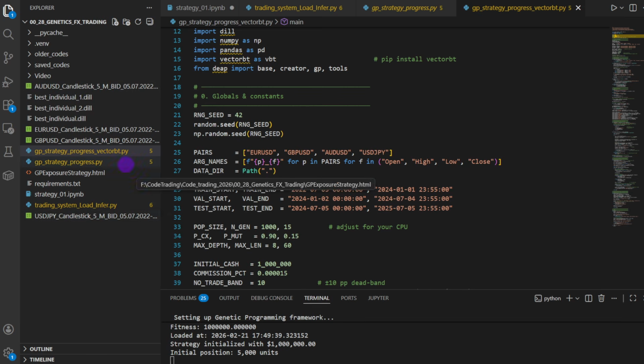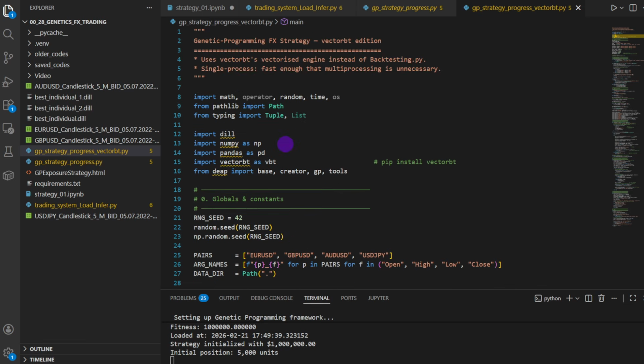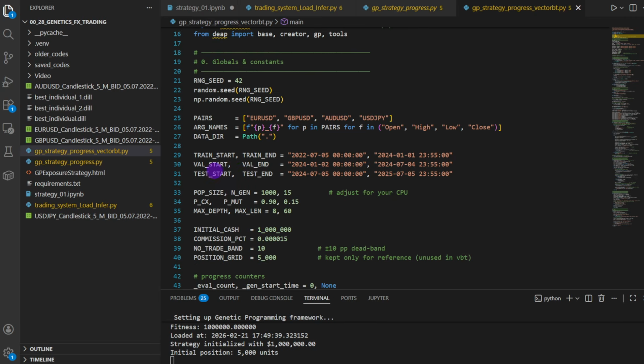It standardizes the open, high, low, close column names, merges all pairs into one data frame, then splits the data set into train, validation, and test. These are the dates where the data is being split. We will evolve on train, then choose the winner indicator on validation, and then report real performance on the test or out of sample data.